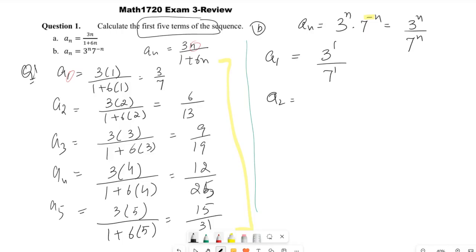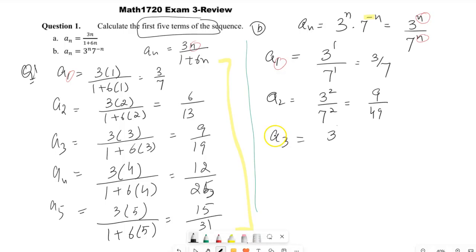First term, 3 to the power n over 7 to the power n. All you need to do is replace n with whatever it is. So a1 is 3 to the power 1 over 7 to the power 1, which is just 3 over 7. a2 will be 3 power 2 over 7 power 2, so 9 over 49.